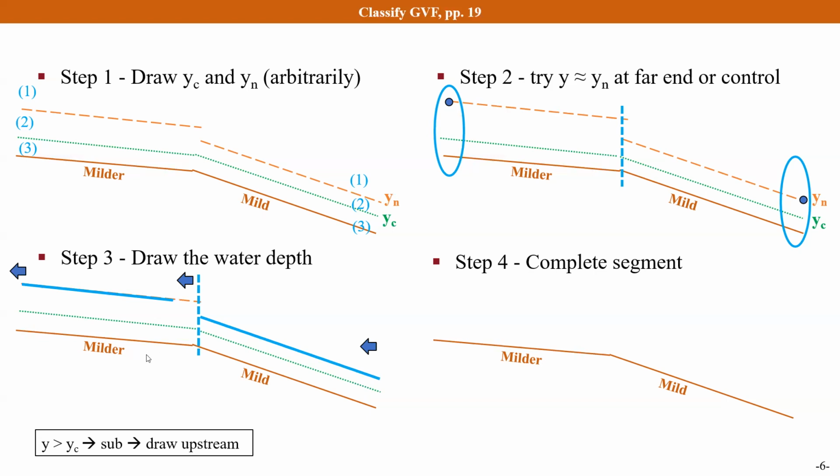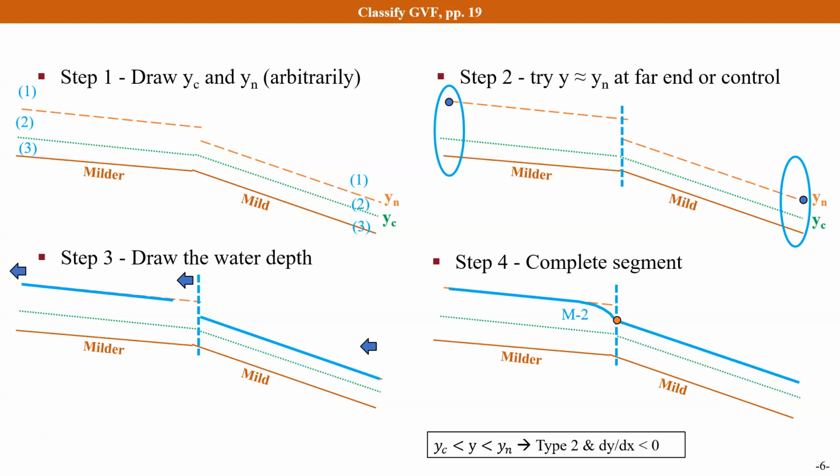Because for a subcritical flow, the change of the slope only impacts the upstream. Therefore, we leave empty space here. The next step is to fill out the empty space.